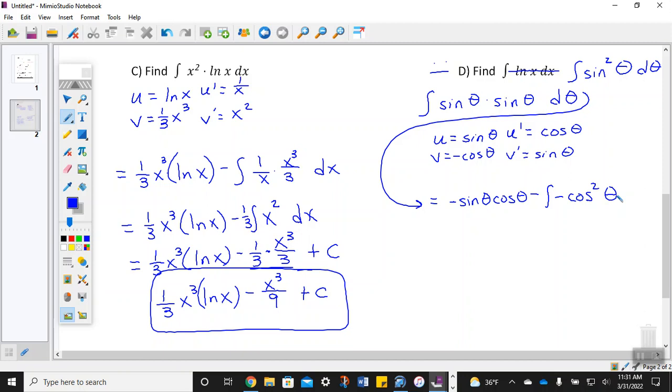Okay, watch this right here. This becomes a negative sine of theta, cosine of theta, minus. Okay, this negative 1 could move up front, couldn't it? Okay. I'm going to take you back to some trig days.